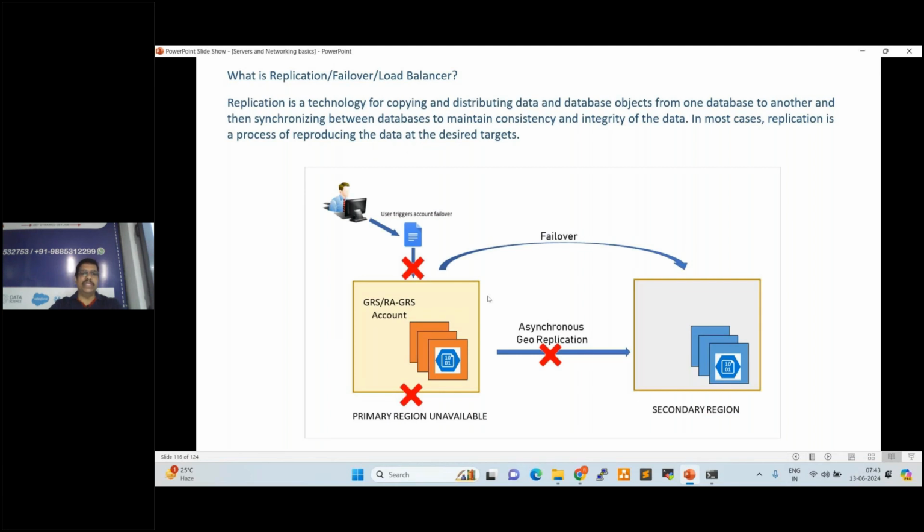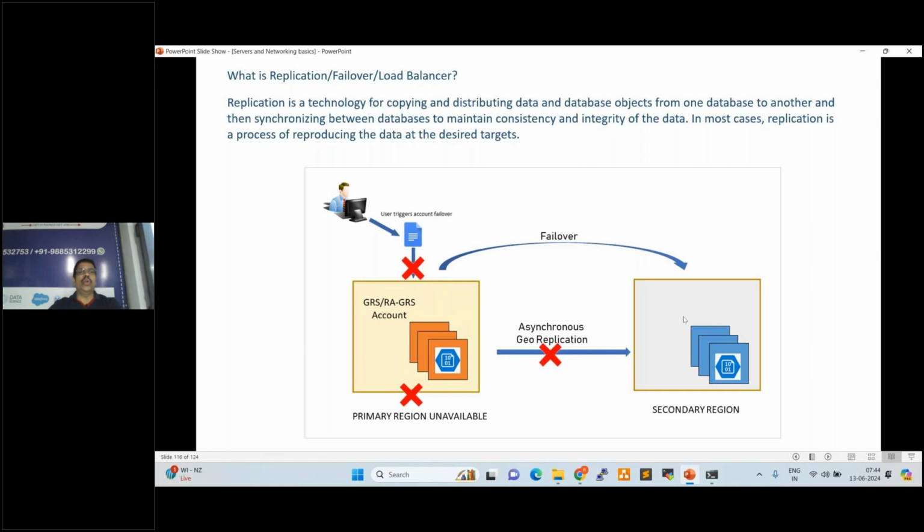So this is the primary region. This is Mumbai region, for example. This is the secondary region, US region. So from Mumbai region to US region, data will be replicated, synchronized, duplicated, right? In case the primary region is down, the data will be in the secondary region. So if the user is accessing from the primary region and it is down, automatically that will fail over to the secondary region. Failover means switching to the other region. So the user can access the data from the other region immediately without any manual intervention.